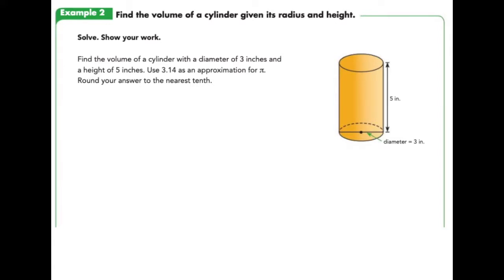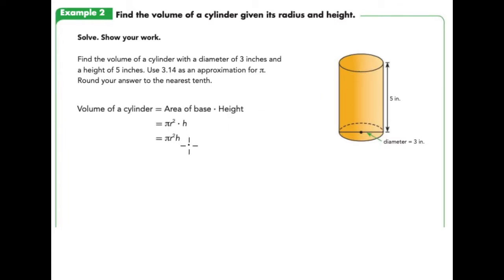In this example, we're asked to find the volume of a cylinder with a diameter of 3 inches and a height of 5 inches, and we want to use 3.14 as an approximation for pi, and we're going to round our answer to the nearest tenth. The first thing that we have to look at before we could solve the problem, though, is the equation that we would use to find the volume of a cylinder.